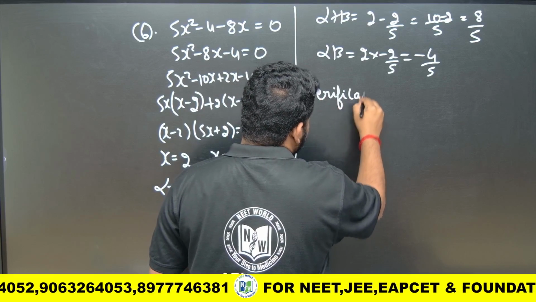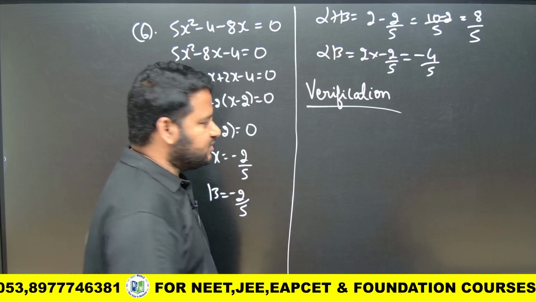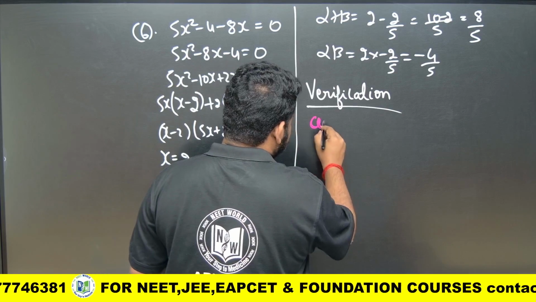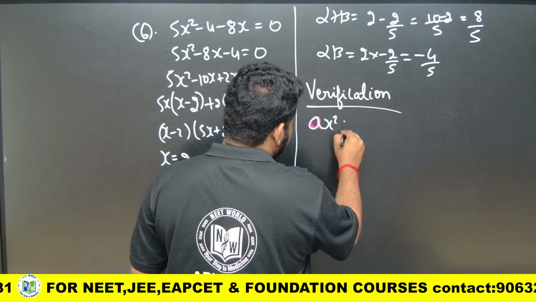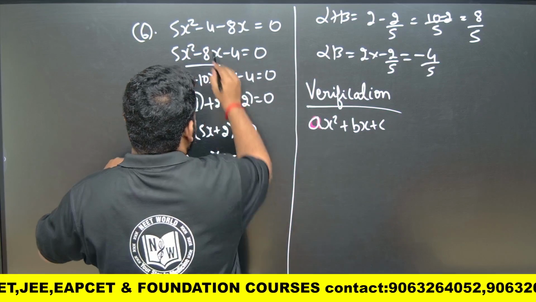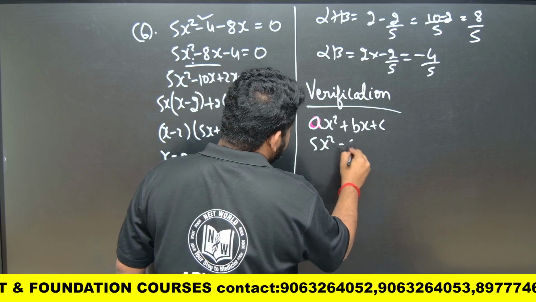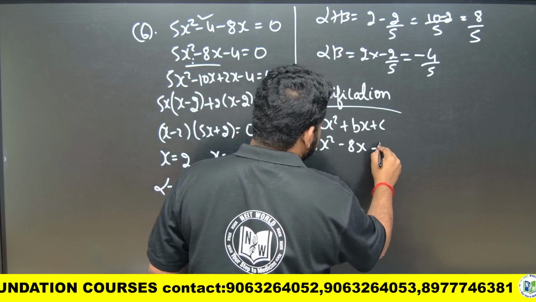We have to do what? Verification. For verification, first I told you we have to write the standard form, that is ax square plus bx plus c. This is not in the standard form, this is the standard form. So that is 5x square minus 8x minus 4.